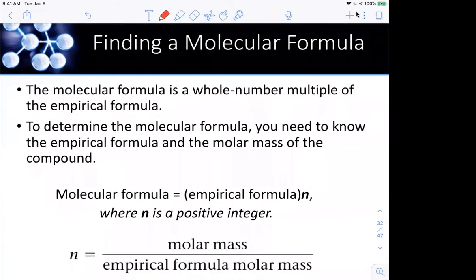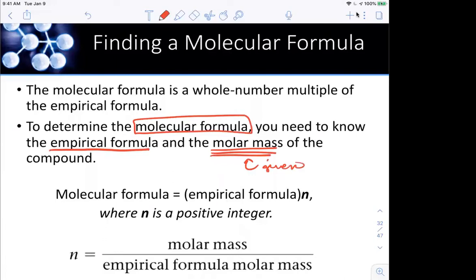Now, once I find the empirical formula, I can find a molecular formula, which, remember, is the actual whole number multiple of the empirical formula and gives the actual ratio of the moles in the actual compound. So it's either going to be the same as the empirical formula, or I'm going to take the empirical formula and multiply it by some integer. So in order to find the molecular formula, I need to know the empirical formula. I also need to know the molar mass. So this, many times, will be given.